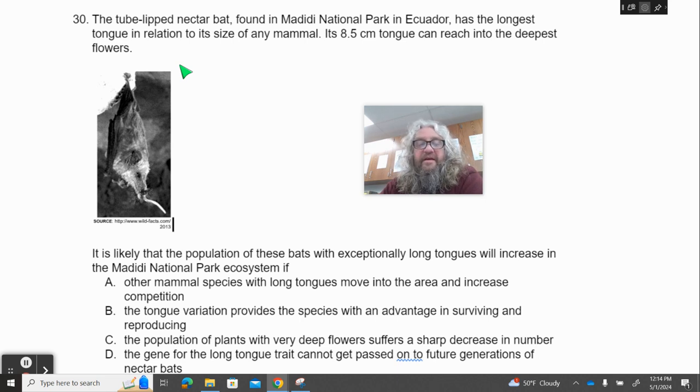A, other mammal species with long tongues move into the area to increase competition. B, the tongue variation provides the species with an advantage in surviving and reproducing. C, the population of plants with very deep flowers suffers a sharp decrease in number. D, the gene for the long tongue trait cannot get passed on to future generations of the nectar bats.